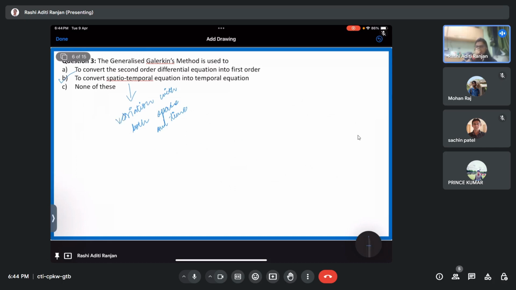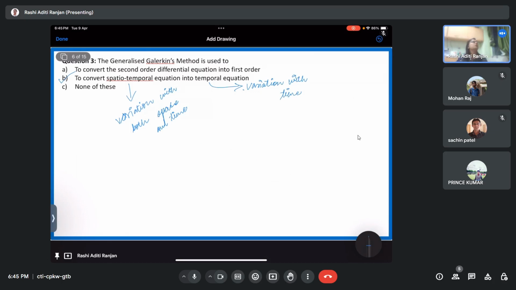Variation with both space and time. And my temporal equation is going to have variation with time. Okay, so if we have variation with both space and time, what is going to happen?